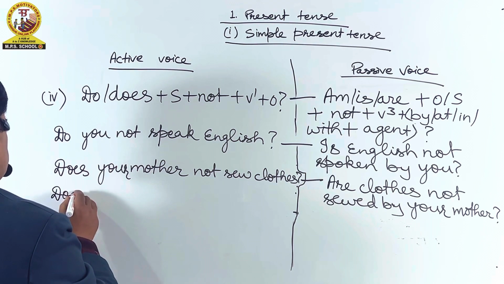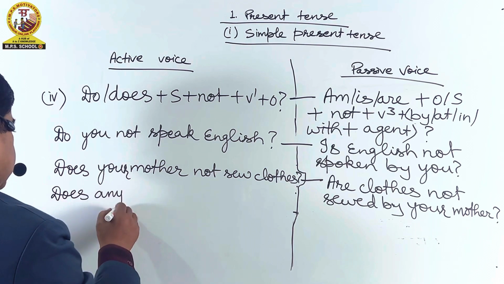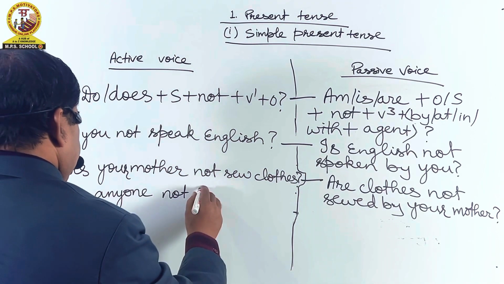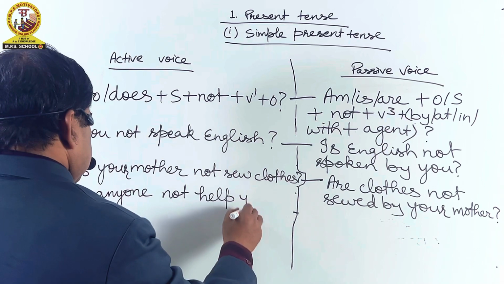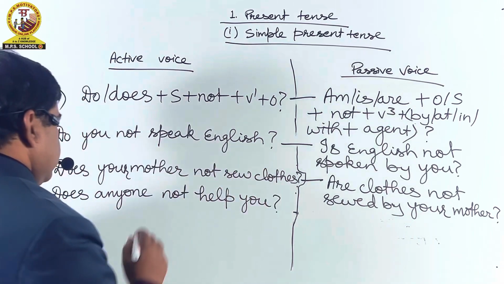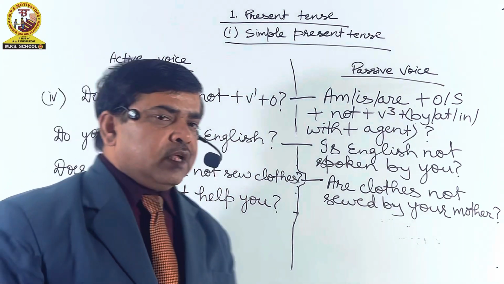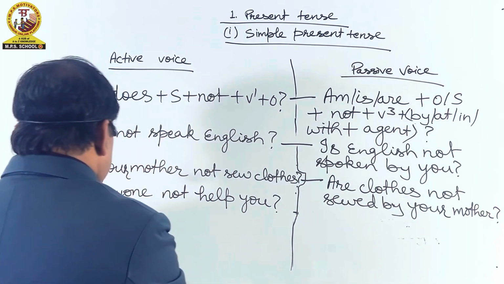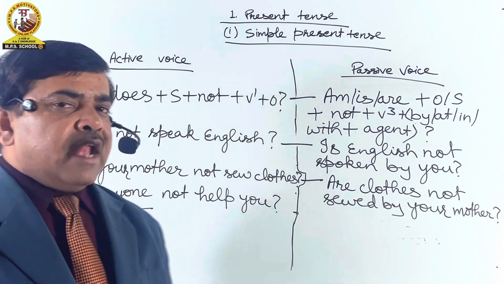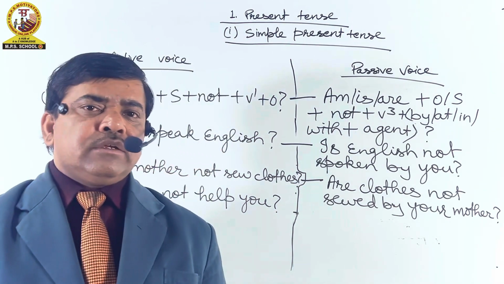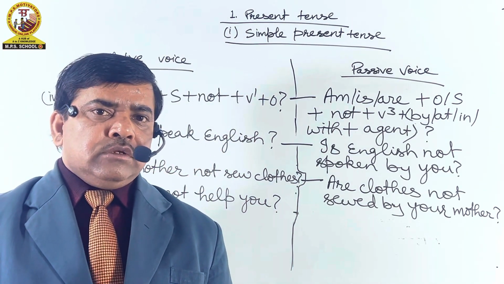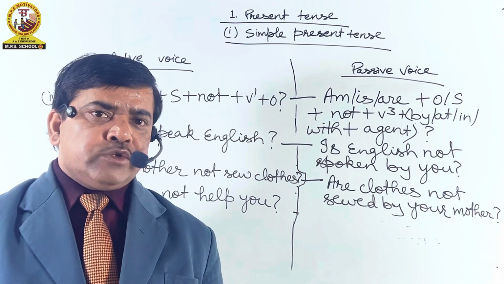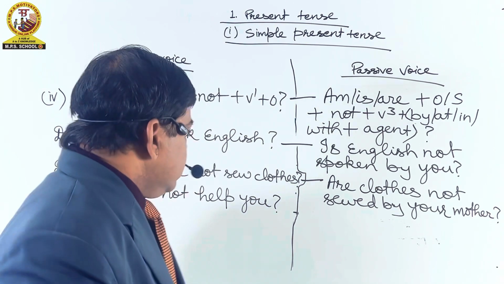Does anyone not help you? Does anyone not help you? क्या कोई आपकी मदद नहीं करता है? Does anyone not help you? Here the word anyone is an indefinite pronoun and it denotes that person which is not definite, which we don't know.